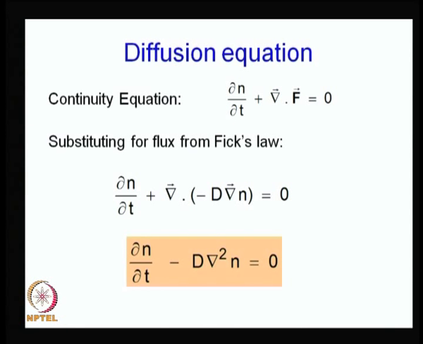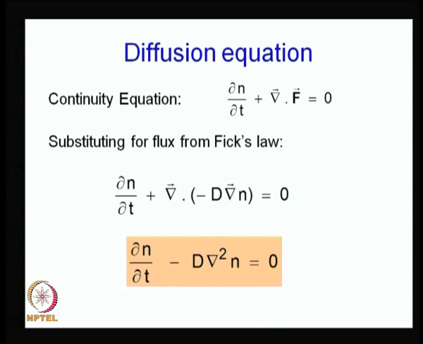Now, using whatever we have learned so far, we can write down the continuity equation or the diffusion equation and try and solve it for some special cases. As you know, the continuity equation is del n upon del t plus del dot f is equal to 0. This is a scalar equation because the divergence of f is a scalar.